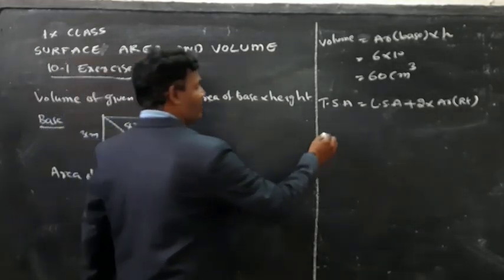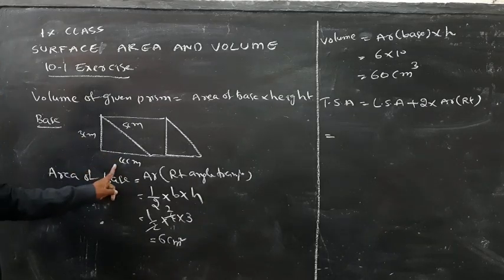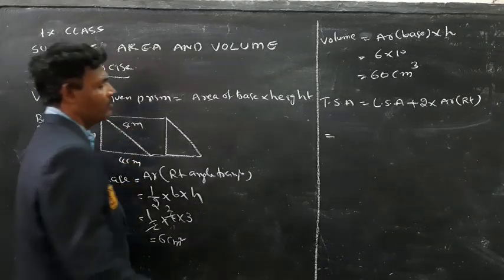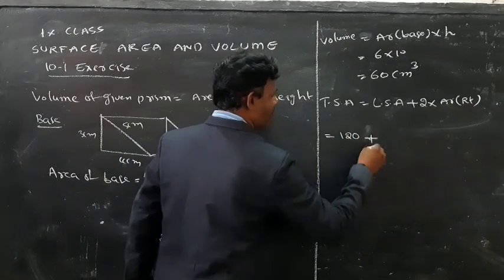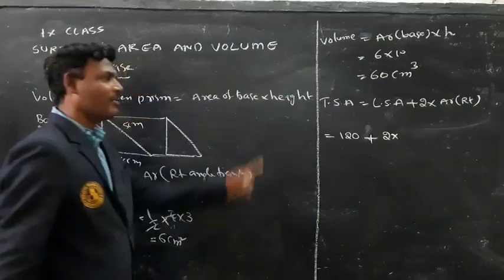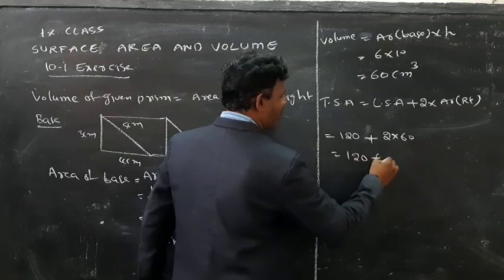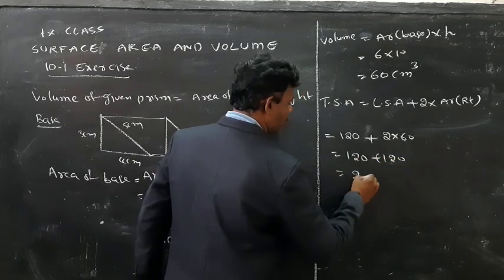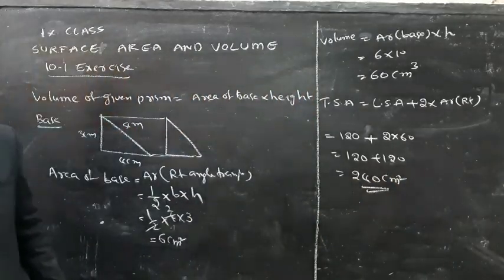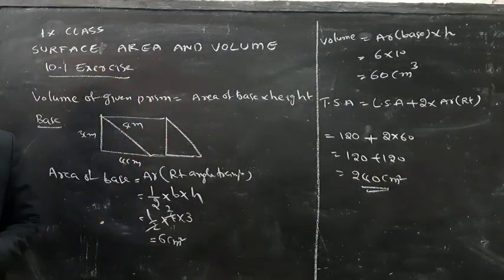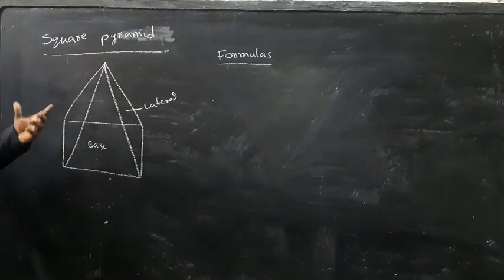So what is the area of the lateral surface from before? 120 plus 2 into the area of the base here, which is 6, is equal to 120 plus 12, which is 132... So what is the total surface area of the given prism? 240 centimeters square.